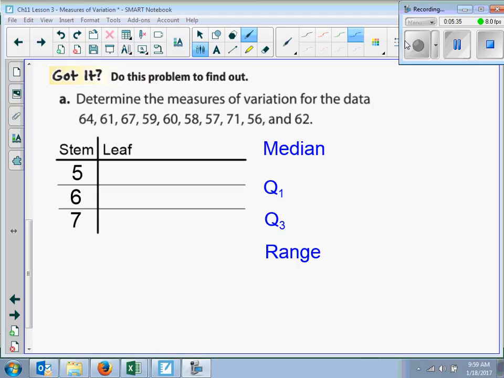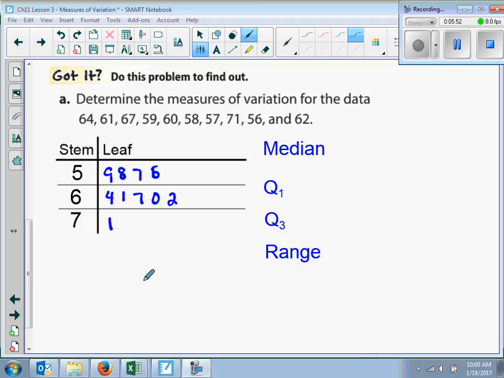Okay, so here we have example A. It says determine the measures of variation for the data. So the first thing we need to do here is put the data in order from least to greatest so we can get our medians, right? So let's do that.